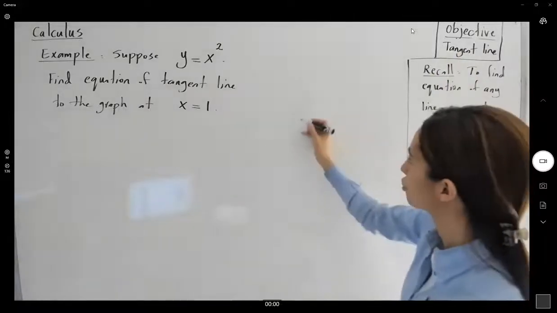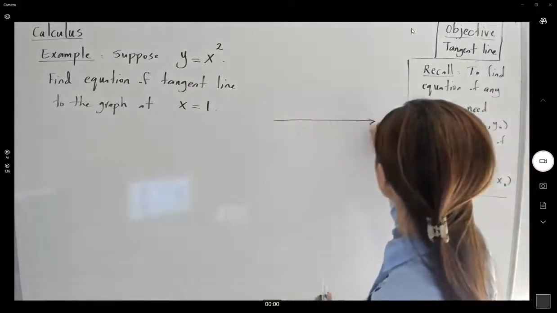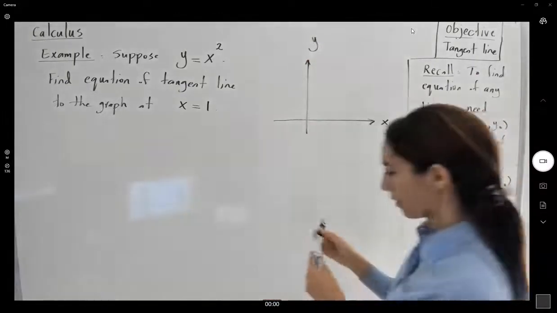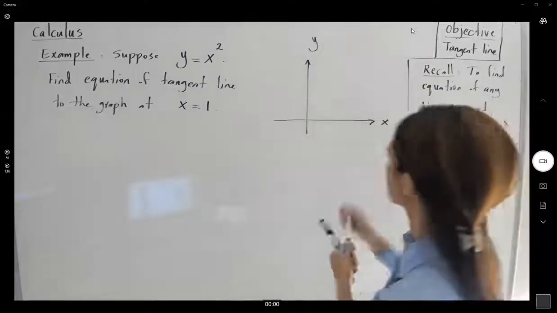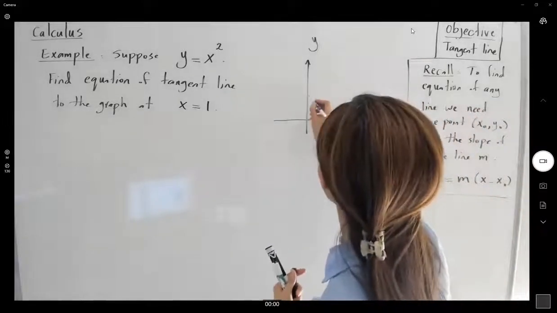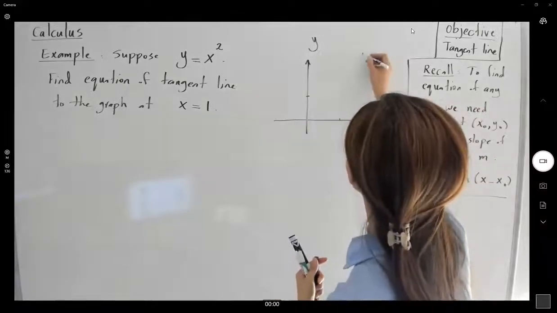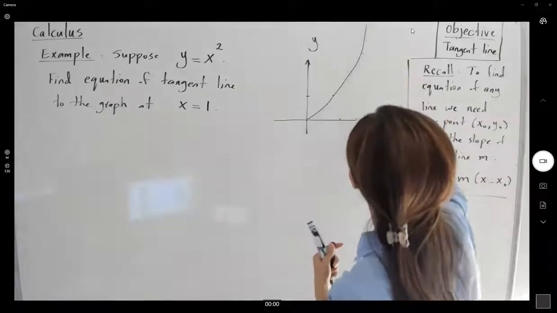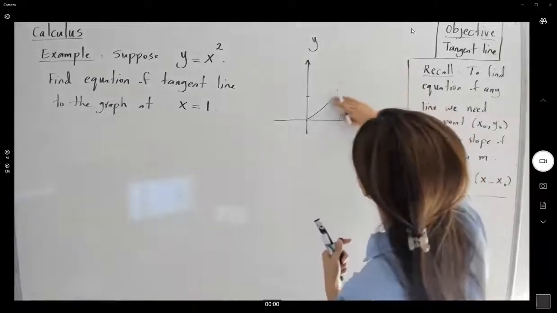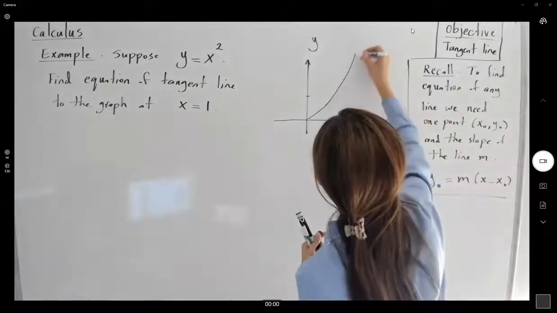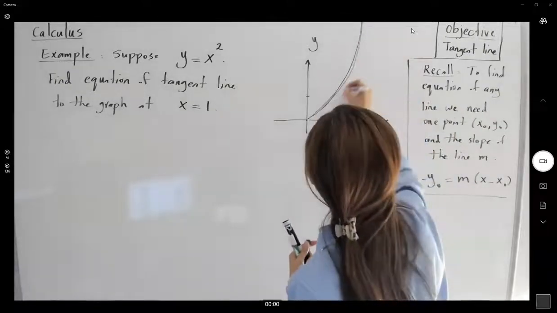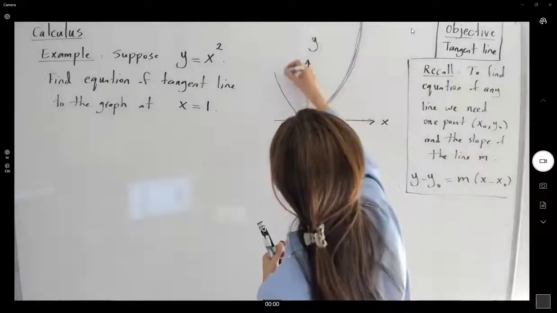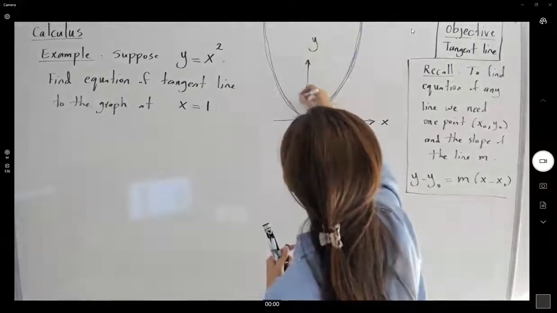So here you have a function, y equals x squared. Here you have x, here you have your y, and this is the graph of your function. 1 and 1, 2 and 4. So let us connect this together. Suppose this is the graph of your function that you have. Because of symmetry, it's going to be the same on both sides.